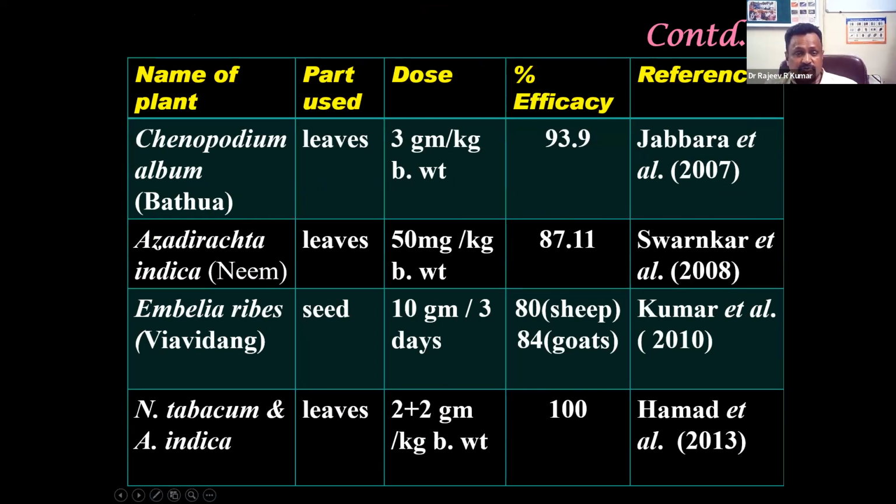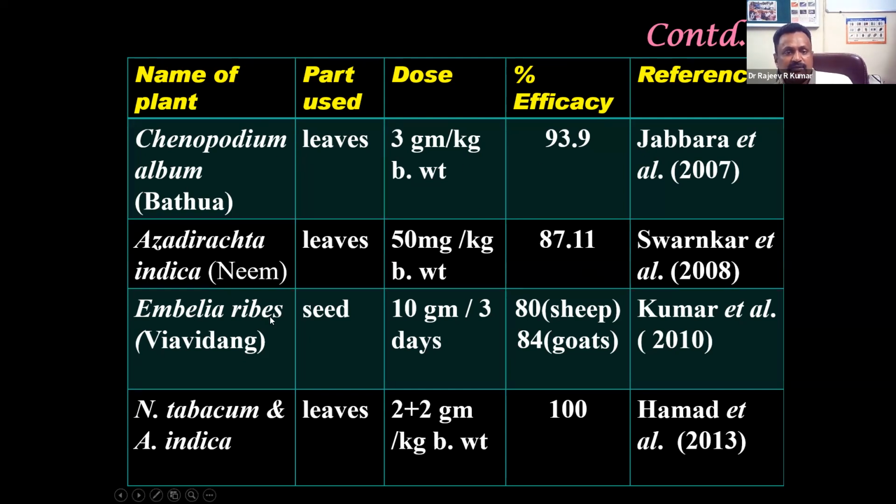In a trial, it has been observed that if you feed the animals with Bathua at 3 gram per kg body weight, it reduces infection by 93%. It is sufficient. If any plant reduces the intensity of infection up to 93%, it is better. As per the guidelines of WAAVP, if any substance shows efficacy of more than 90%, it is considered a good anthelmintic. So we can use it. It is very easy to use under field condition.